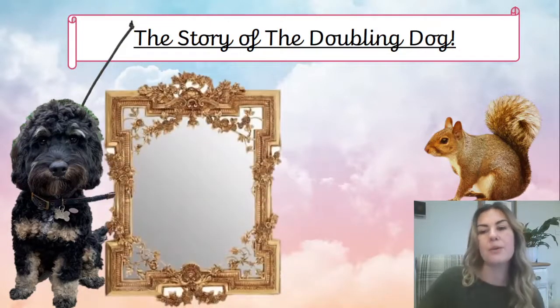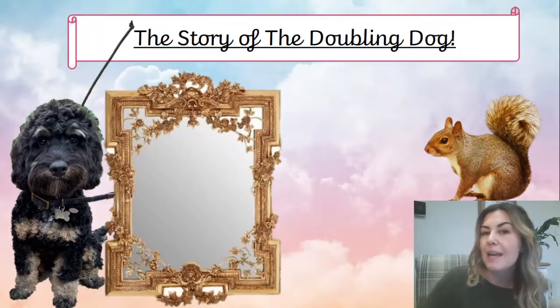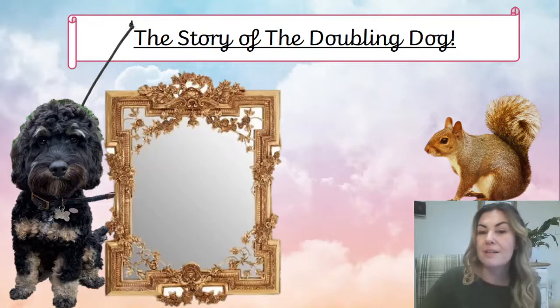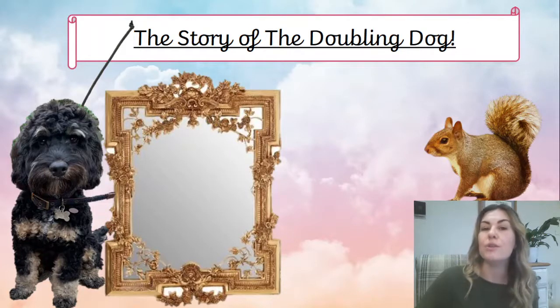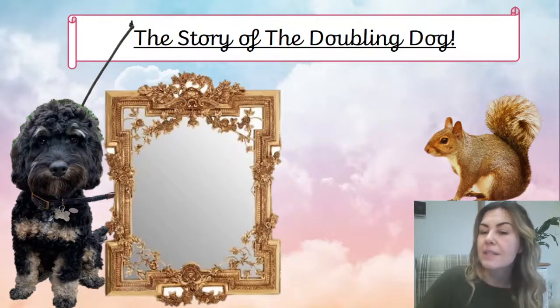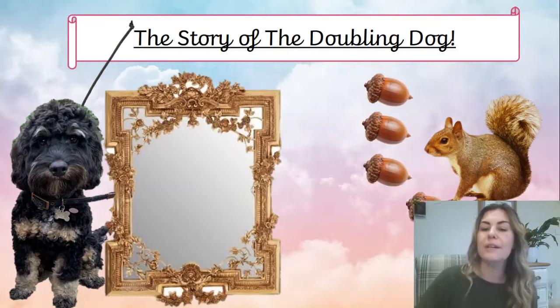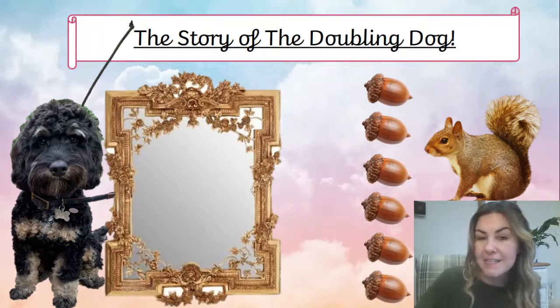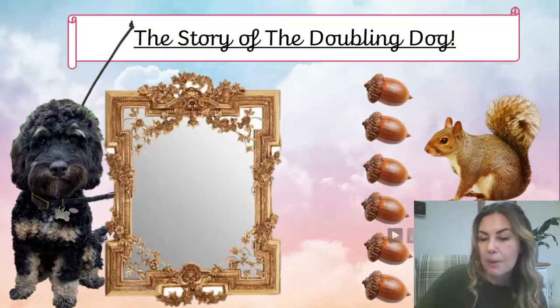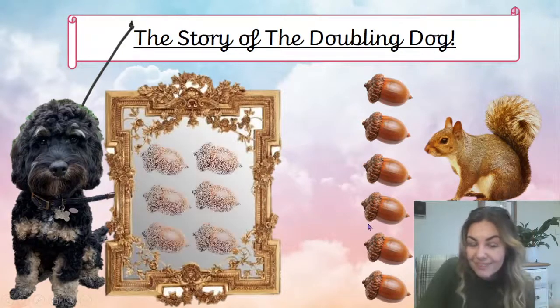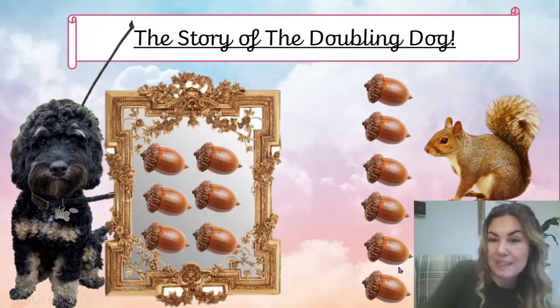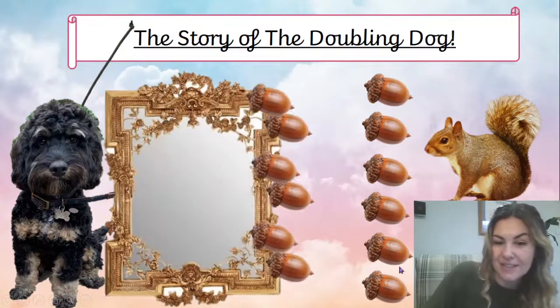Well, that's pretty cool, said Daisy. I'm collecting acorns, so I've got enough for the winter. Can I try it out? Of course, said Mochi. How many acorns do you have? Let's count together. 1, 2, 3, 4, 5, 6. Daisy put them in front of the mirror and the mirror doubled the acorns.